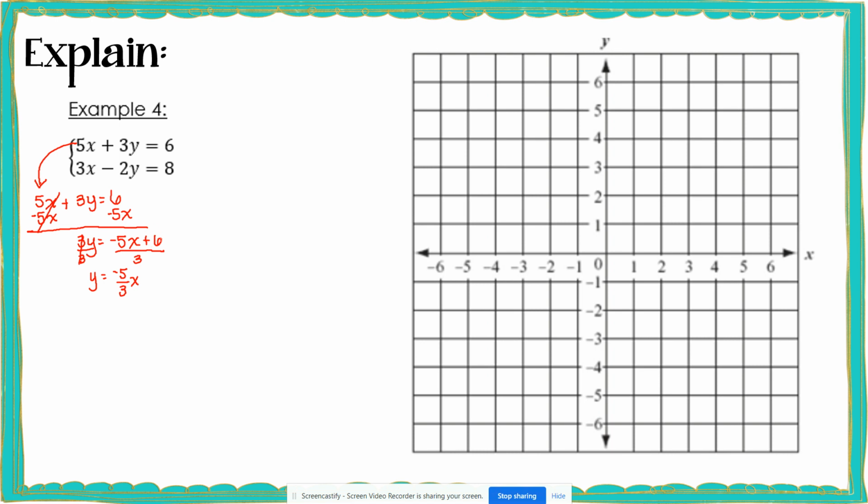This next one is positive 6. We know it's positive because of that plus sign. So 6 divided by 3 is 2, and since it's positive, we'll put plus 2. From this, we can see that we have a slope of negative 5 over 3 and a y-intercept of positive 2.